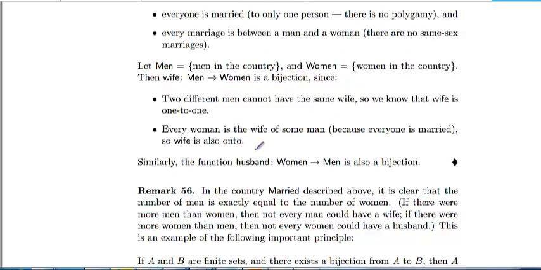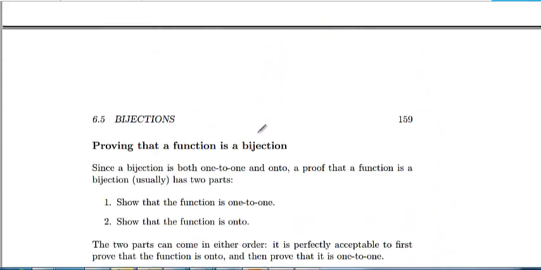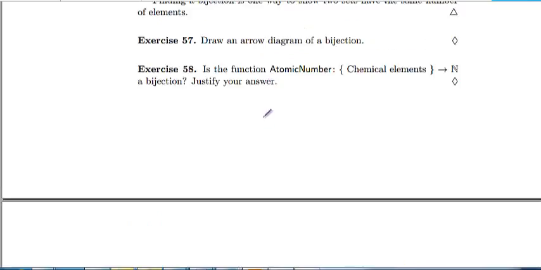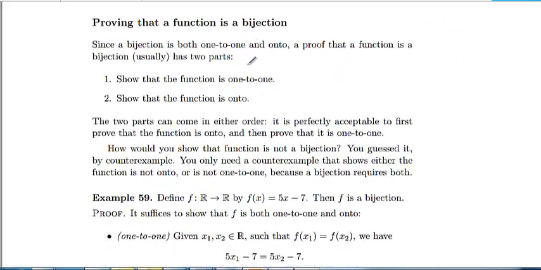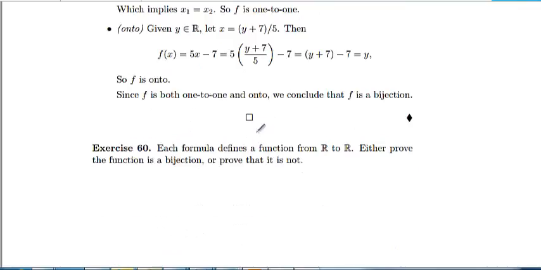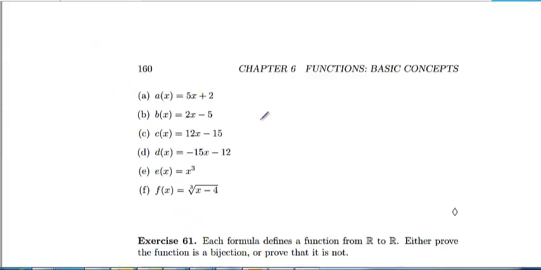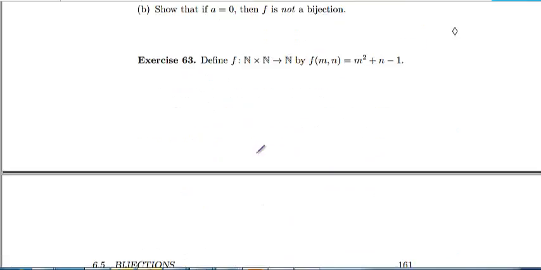So some examples of one-to-one onto. Draw an arrow diagram of a bijection. An arrow diagram of a bijection means that basically every point over here goes to exactly one point over here. There's a really exact correspondence between the two sets. To show a function is a bijection, you simply have to show that it's one-to-one and then that it's onto. So here are some examples to inspire you on proofs that will show one-to-one and onto.